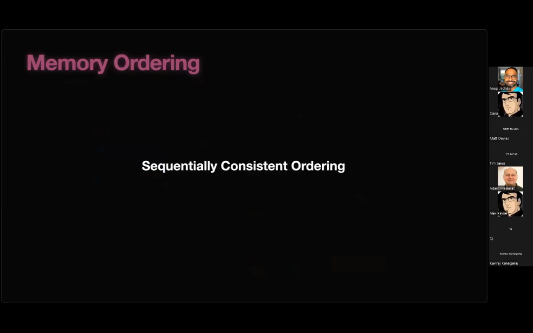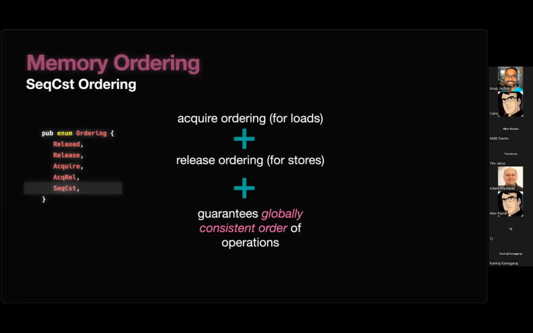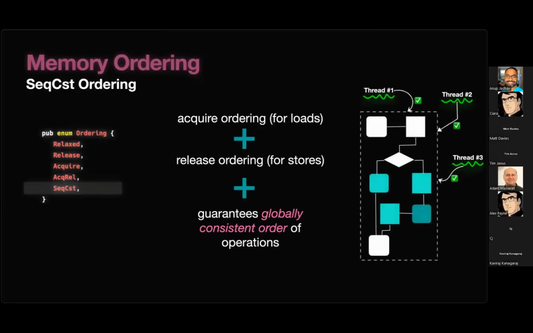The strongest memory ordering is sequentially consistent ordering. It includes all of the guarantees of acquire ordering for loads and release ordering for stores, and also guarantees a globally consistent order of operations. This means that every single operation that uses sequentially consistent ordering within a program is part of a single total order that all threads agree on. And this total order is consistent with the total modification order of each and every individual variable.